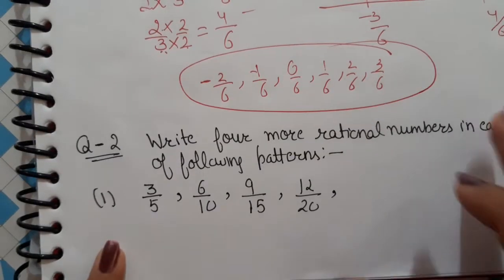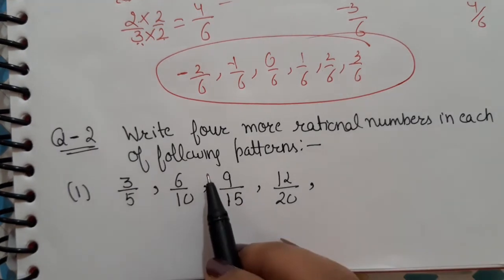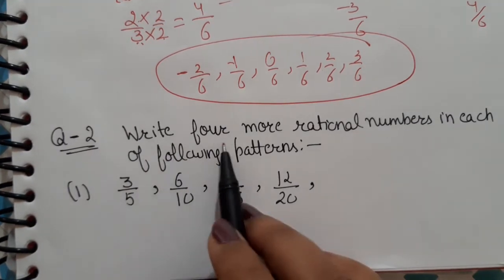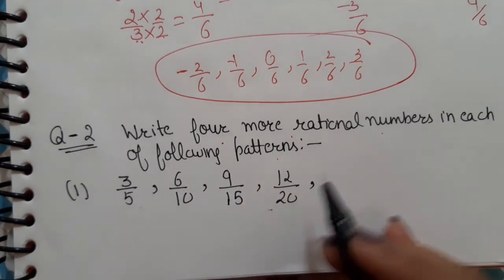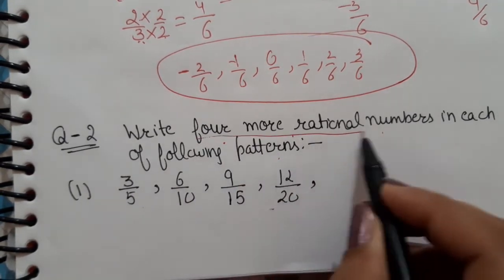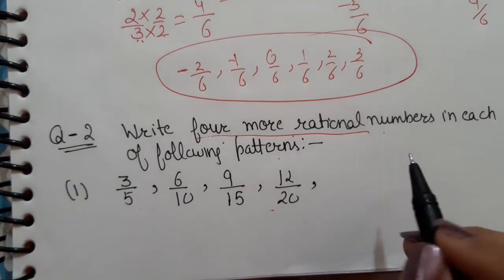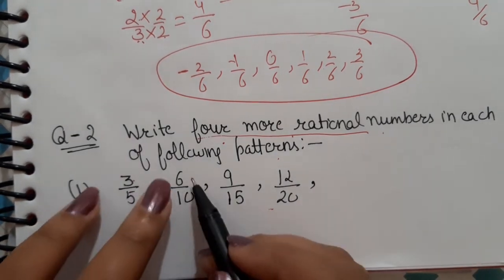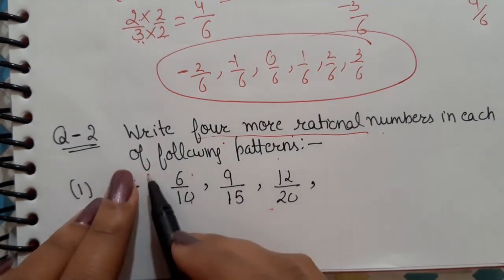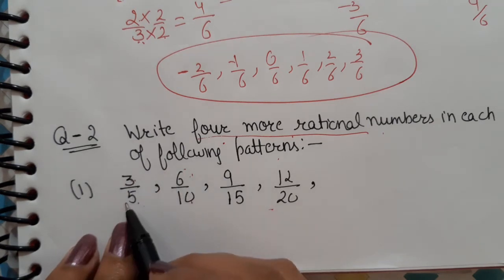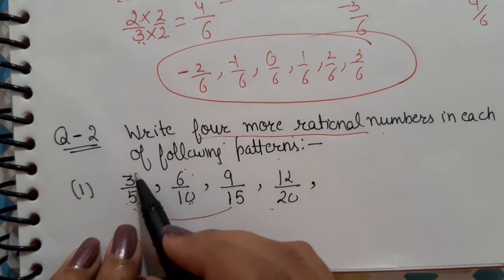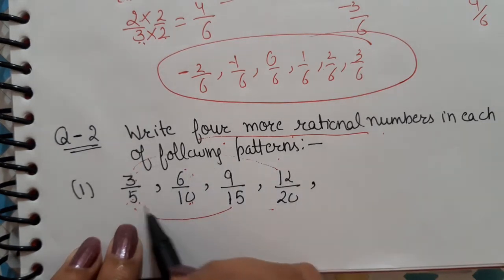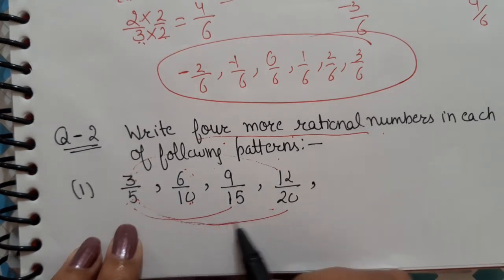Okay. Now let's move to next, that is question number 2. It is write the 4 more rational numbers in each of the following pattern. One pattern is given and you have to write 4 more rational numbers. Now check what is the pattern. 3 upon 5, 6 upon 10. Are you getting what this is? 3 2s are 6, 5 2s are 10. 3 3s are 9, 3 5s are 15. 3 4s are 12, 5 4s are 20.